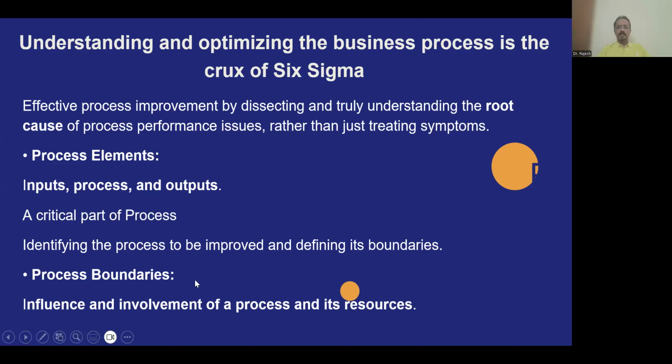And the process boundaries should be very clearly defined, including the influence and involvement of the process and its resources. Right? Say, for example, you are going for a billing improvement, like date of birth. In that scenario, you include the team from that particular resource to understand what their problem is. Otherwise, we will not identify the root cause of that issue, right?